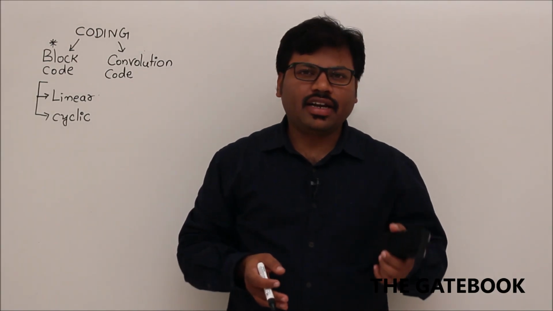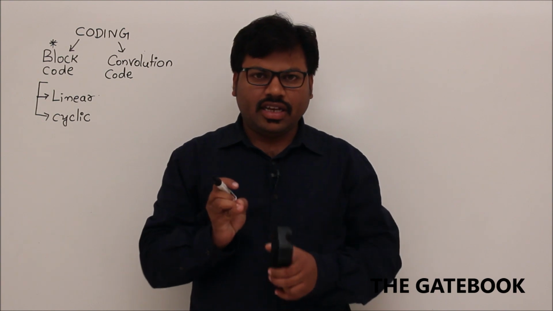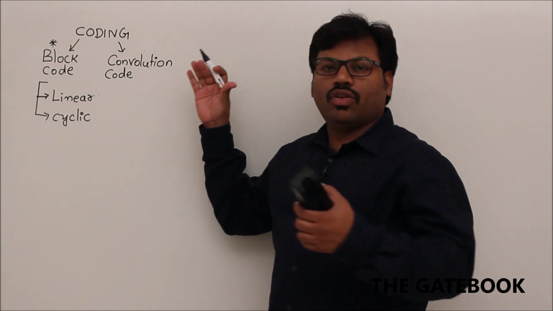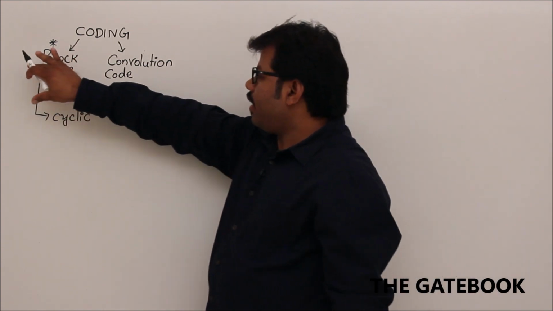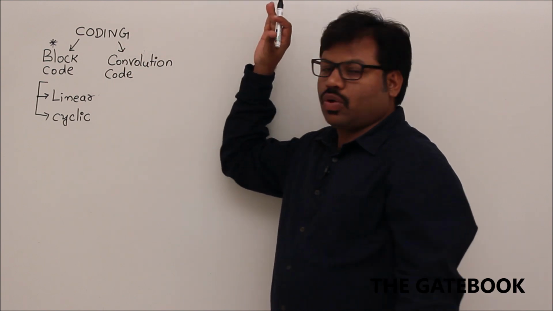In order to detect and correct errors, we need to do coding. Coding is nothing but adding redundant bits in a particular, systematic way. For that we have various mechanisms. One category is called block coding, the second one is convolution coding, and we also have other coding schemes.